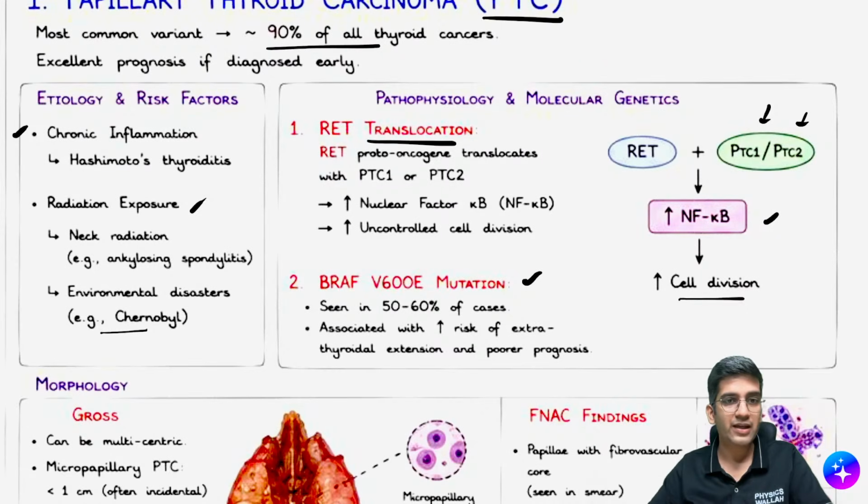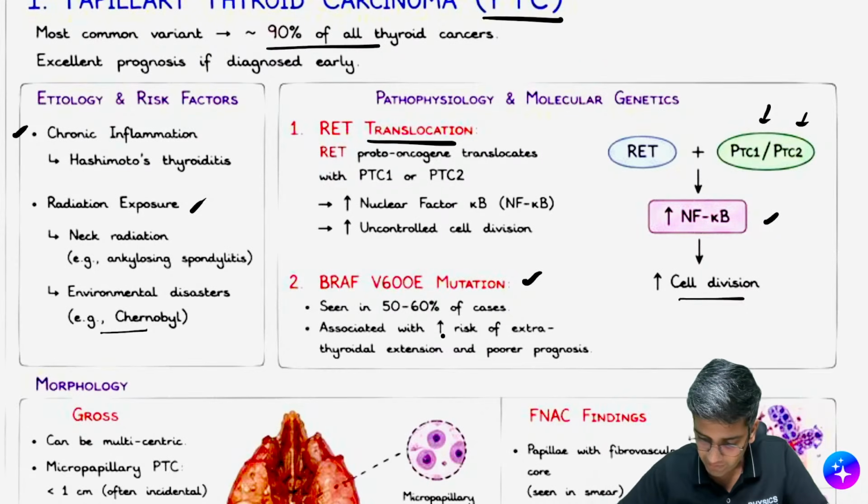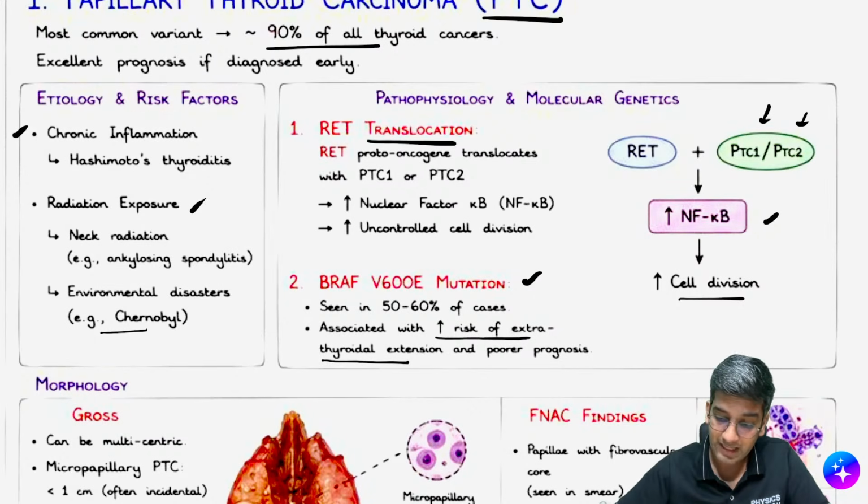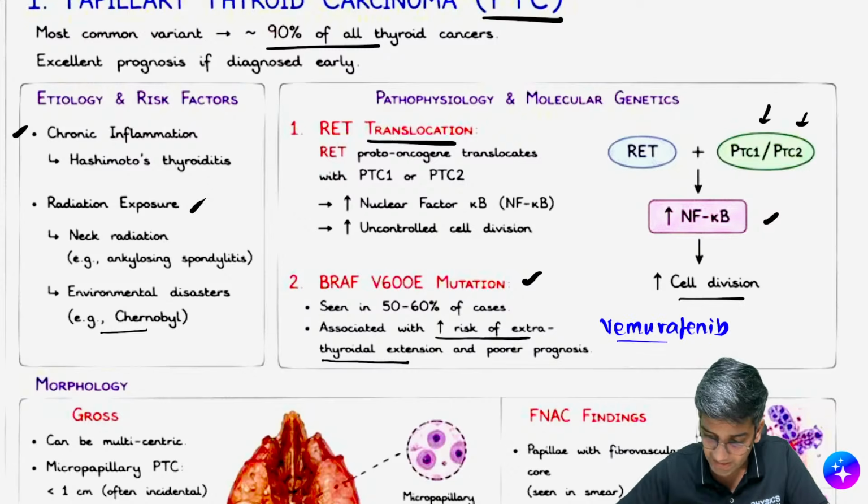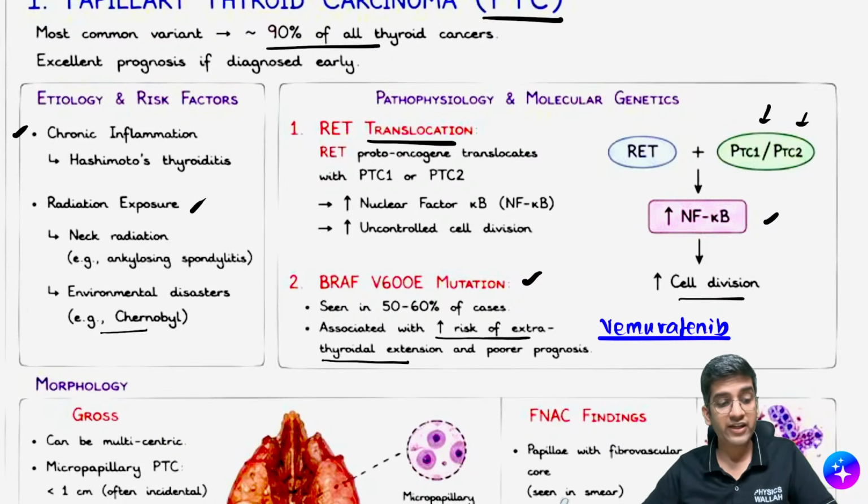Whenever the BRAF mutation is there, there will be more extrathyroidal extension. When that's there, I can give a targeted therapy, vemurafenib or dabrafenib. This is a targeted therapy for BRAF mutation. Since we have that, it's worthwhile identifying and learning, because it will alter the outcome of the patient, right?